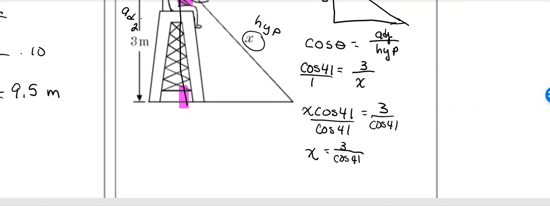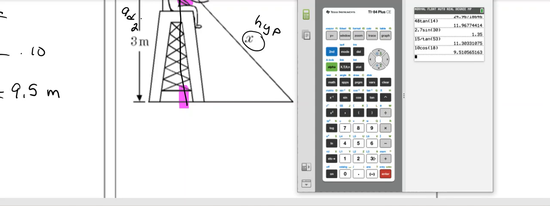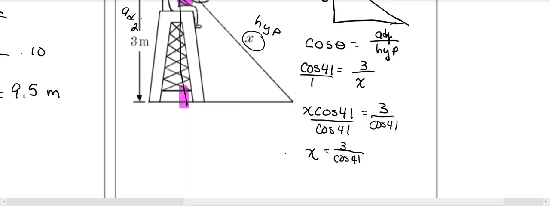And once again, I'm going to use my handy dandy calculator to determine that value. So that's 3 divided by cosine 41, which is 3.97. So we're going to round that up. That'll round up to about 4.0. So about 4 meters. Approximately 4 meters.